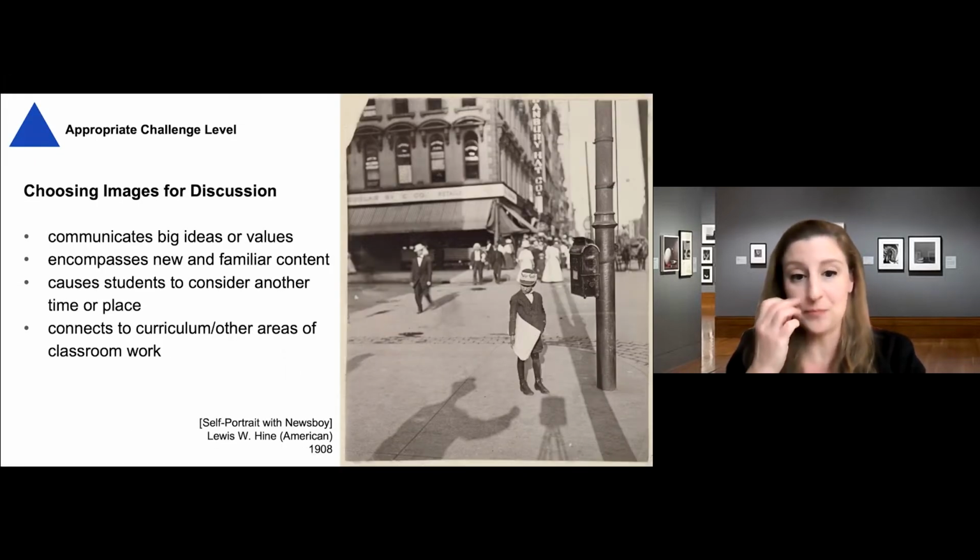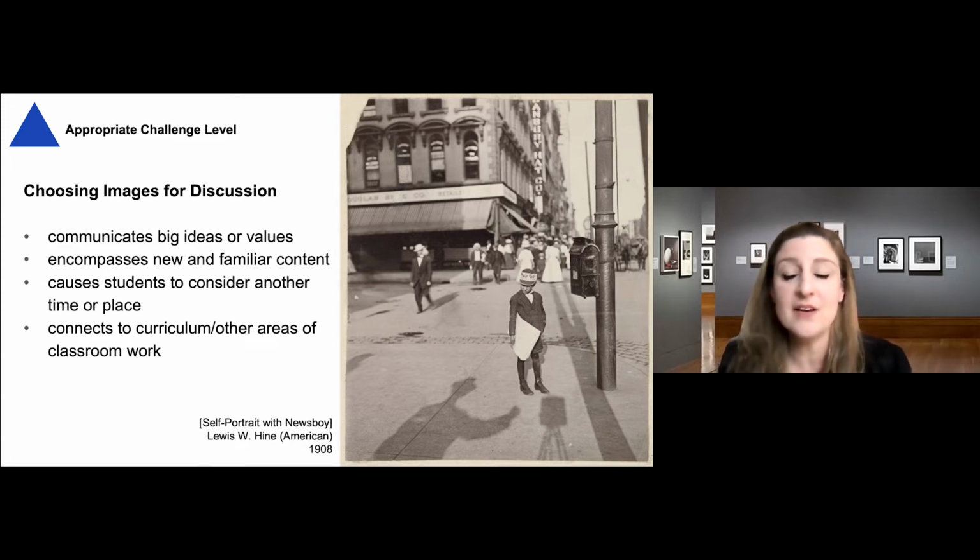Here's another example. This is a self-portrait by photographer Lewis Hine. On first look, there are some familiar things, like there's a young person in the photograph who, in some ways, looks like young people today. But on the other hand, his clothing looks different. And I'm not sure that students today necessarily know what a newsboy is. They might have heard of newspapers, but maybe they haven't seen newspapers that look like that. So it has a nice balance of both new and familiar content.